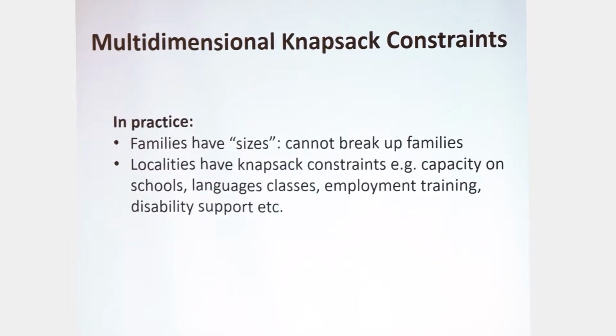However, in practice, refugee resettlement involves much more complex constraints than ordinal preferences. For example, families have sizes. If we just consider the constraint on the size of the family, that is a knapsack constraint, because families are not divisible. In fact, localities may have many knapsack constraints, for example the capacity on the number of schools, language classes, employment training, and so on.